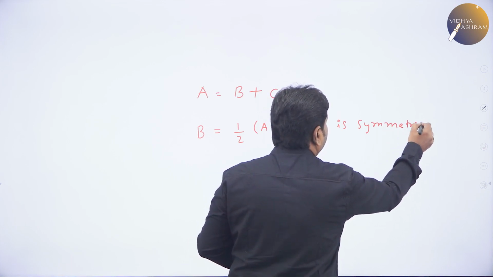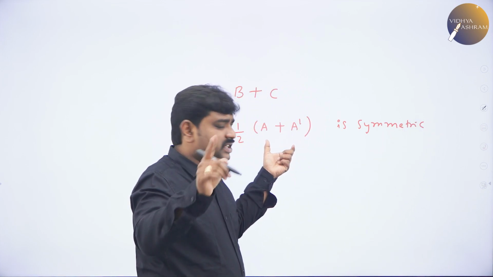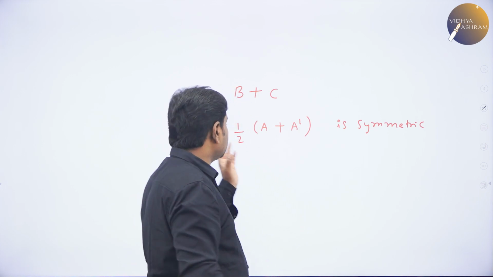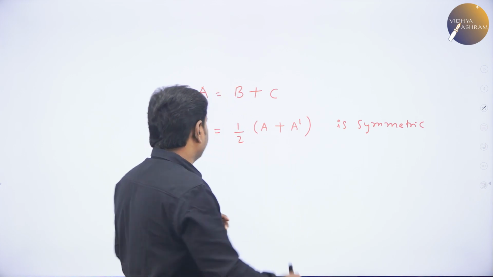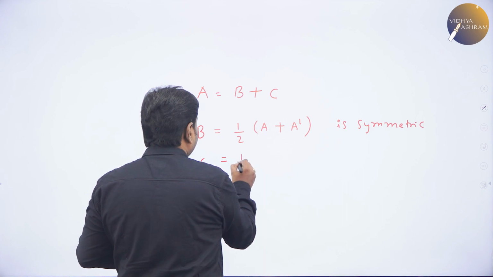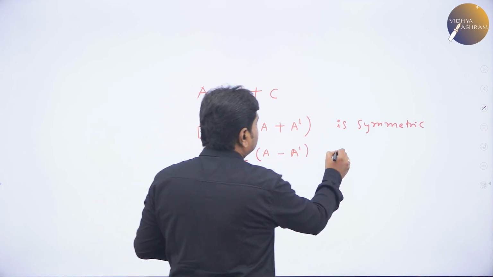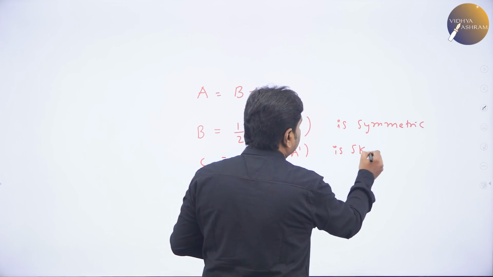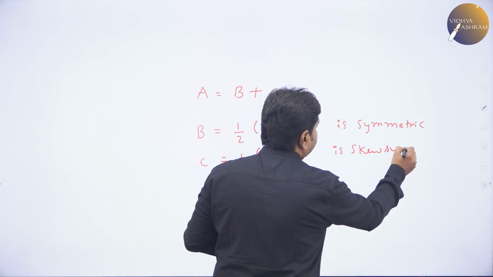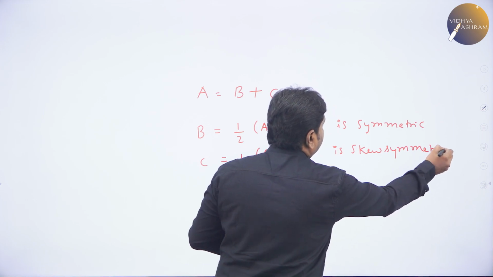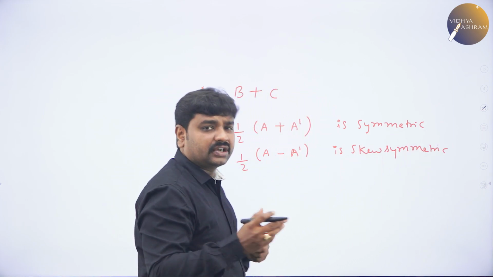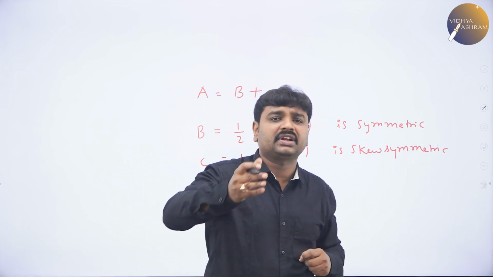This will be symmetric. Already I told you, matrix plus its transpose is always symmetric. Constant into symmetric is symmetric. Now C formula, half into A minus A dash. C is half into A minus A dash. This is skew symmetric. What I mean to say is, if you know these three formats, you can convert any given matrix to sum of symmetric and skew symmetric.